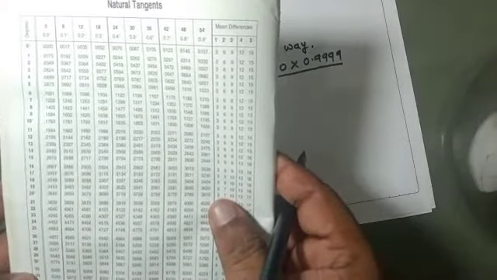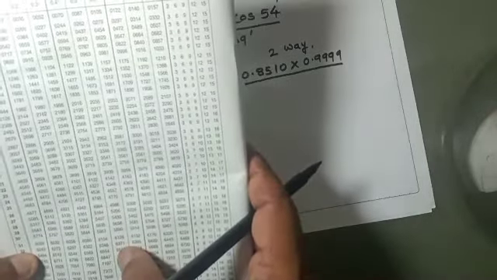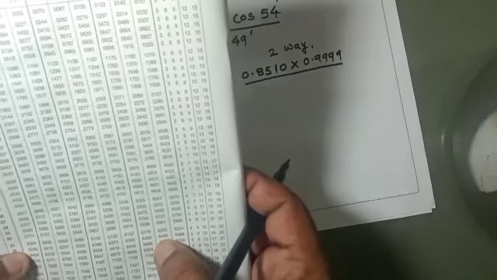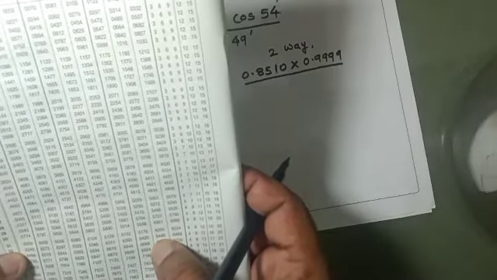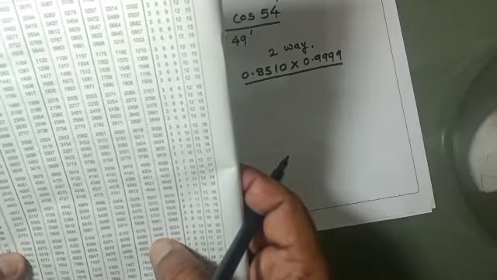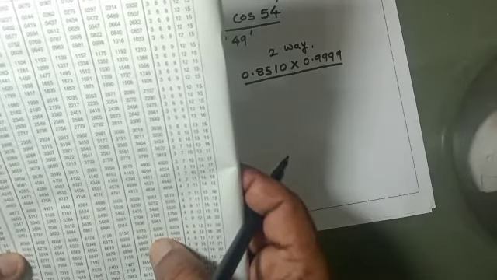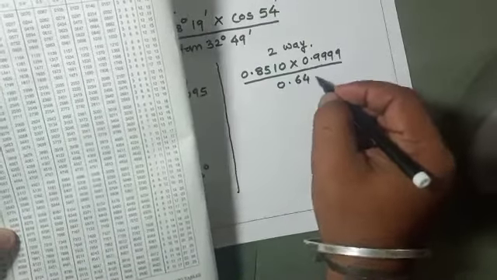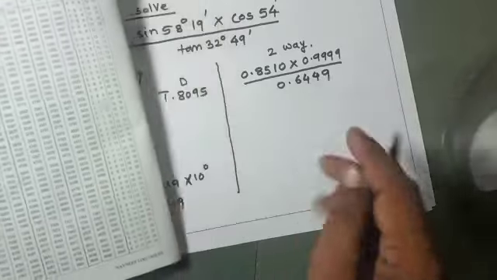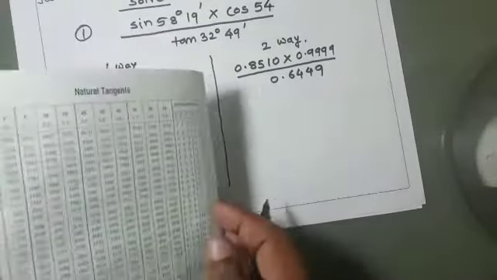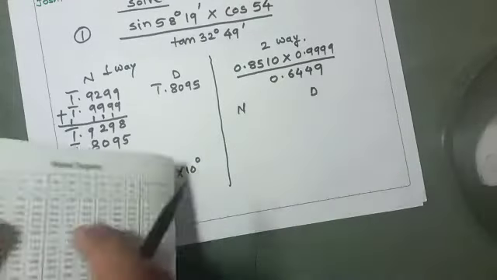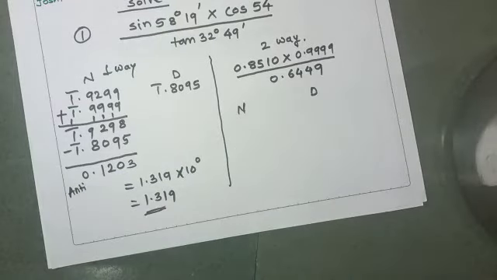32 degree 49 minutes. So 49 minutes means 48, that is 6445, 0 point. And 4 is mean difference, means 1 minute 4 is there. So here 0.6449. Okay.